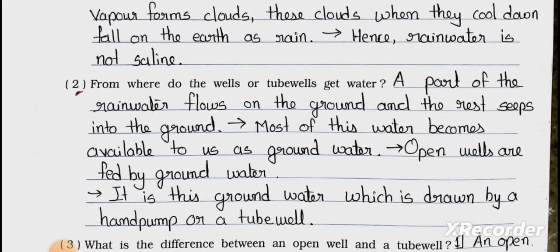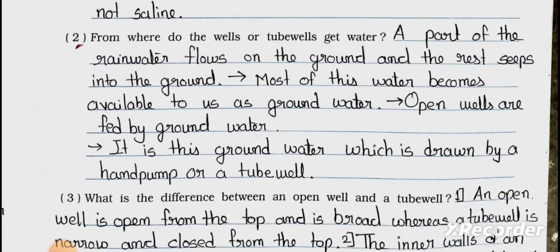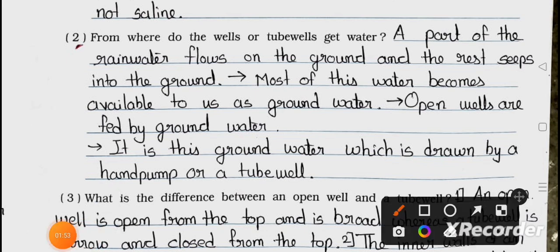Now see the question number 2. From where do the wells or tube wells get water? Answer is a part of the rainwater flows on the ground and the rest seeps into the ground. Most of this water becomes available to us as groundwater. Open wells are fed by groundwater. It is this groundwater which is drawn by a hand pump or a tube well.